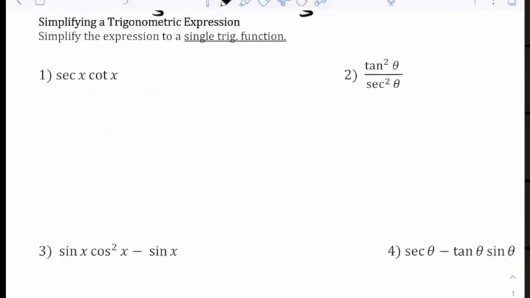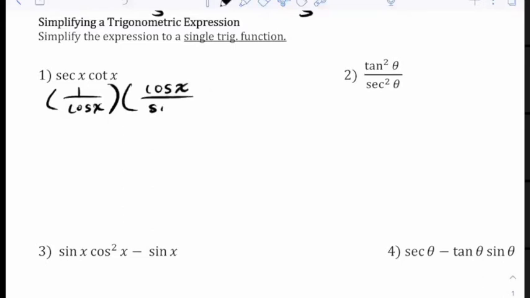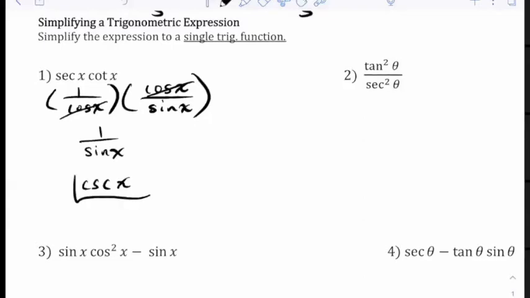Well, I'm going to start by using my reciprocal identities to write secant of x as 1/cosine of x. Cotangent of x would be written as cosine of x over sine of x. And clearly we can see that we can simplify here. So that would just be 1/sine x, which we can then rewrite as cosecant of x. Okay.